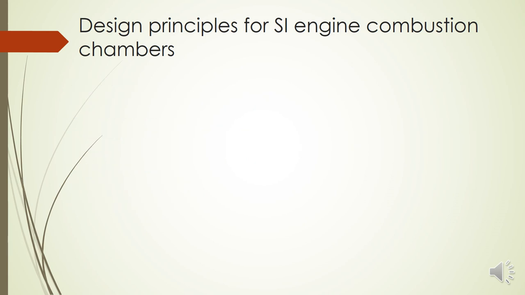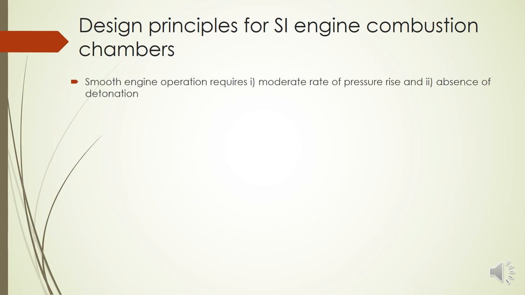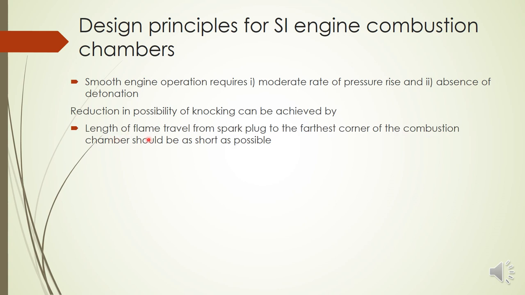Let's see what the design principles are for an SI engine combustion chamber. Smooth engine operation requires a moderate rate of pressure rise and an absence of detonation. We will focus on the second point, how to reduce detonation in combustion chamber design. Reduction in knocking can be achieved, first, by the length of flame travel. This is very important. The length of flame travel, which is the length from the spark plug where the flame is developed to the farthest corner of the combustion chamber, should be as short as possible. This length should not be very high; it should be very small.